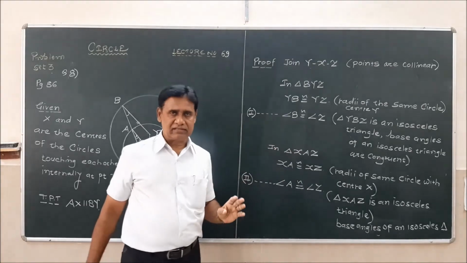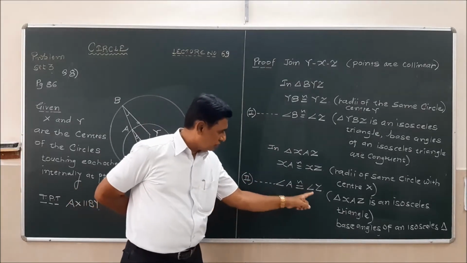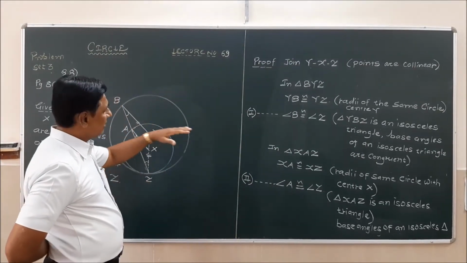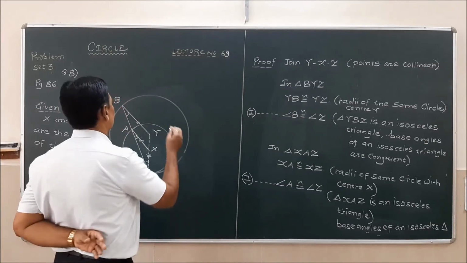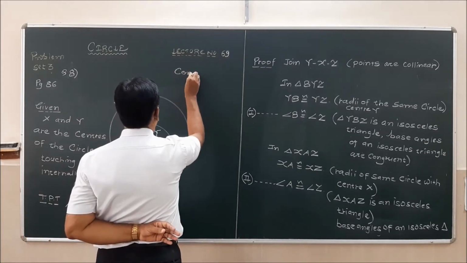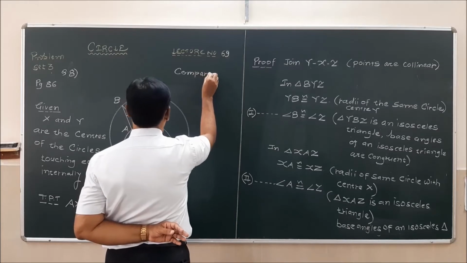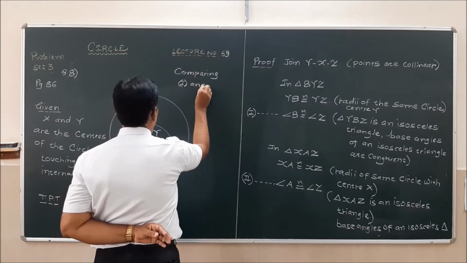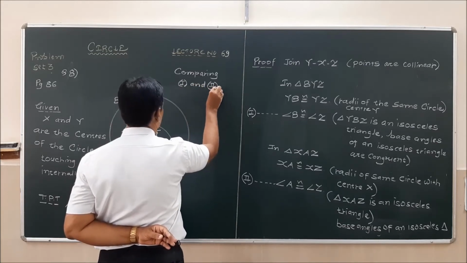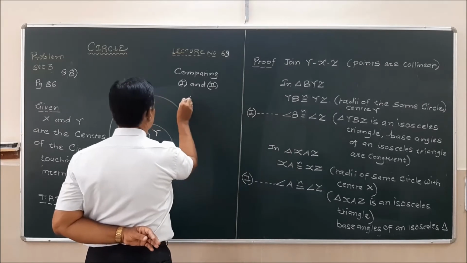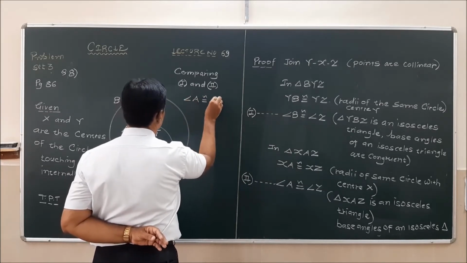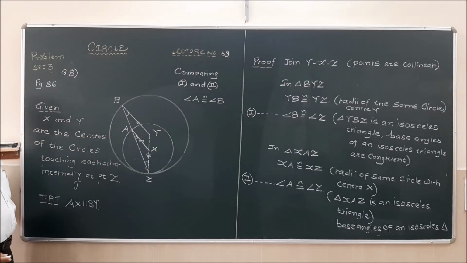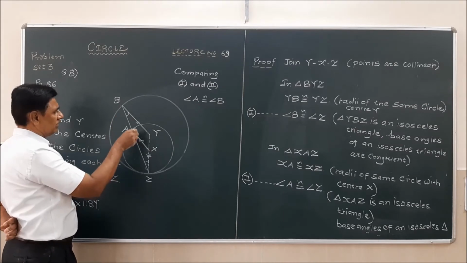Angle B is congruent with angle Z. Angle A is congruent with angle Z. Angle Z is common. So if I compare 1 and 2, since Z is common, A is congruent with B. Please try to understand, A is congruent with B.